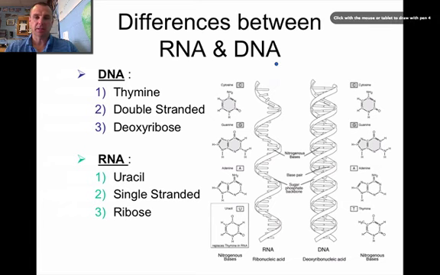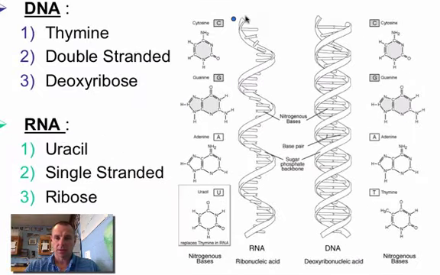Now, if I can explain a little bit, you'll notice, all right, over here, this is the RNA side here, and this is the DNA side. The DNA is double-stranded, the RNA is single-stranded. That makes sense by just looking at it. DNA has deoxyribose, which is the D, right? RNA has ribose, which is the R.